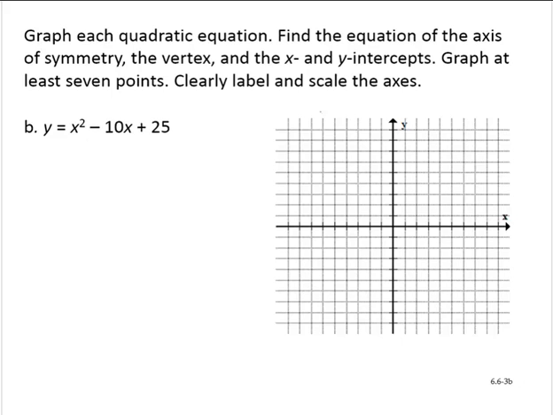All right, we have y equals x squared minus 10x plus 25. All right, let's start by finding the axis of symmetry. Oh, let's actually first note that the parabola opens up. All right, the axis of symmetry would be given by x equals negative, b value is negative 10, over 2 times the a value is 1. So that's 10 over 2, which is 5. So x equals 5.